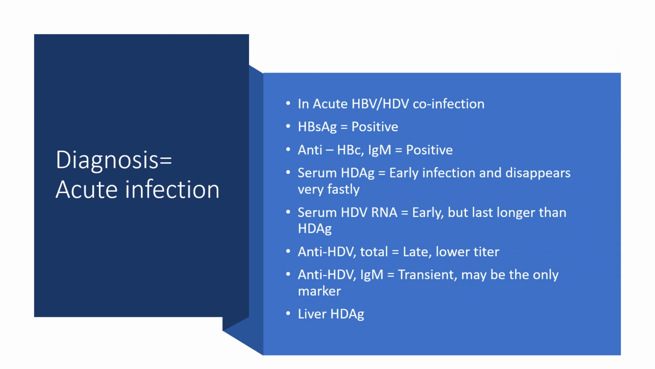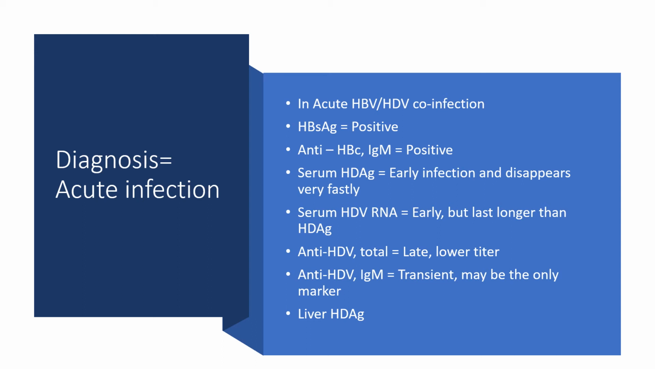Diagnosis. In acute hepatitis B virus and hepatitis D virus co-infection, we will go for hepatitis B surface antigen, antibody to hepatitis B core antigen and the IgM, which will come out positive. Then, we want to know what is happening as per hepatitis D antigen in the serum. In early infection, it will appear and disappear very fast. But serum hepatitis D virus RNA will last longer than the antigen.